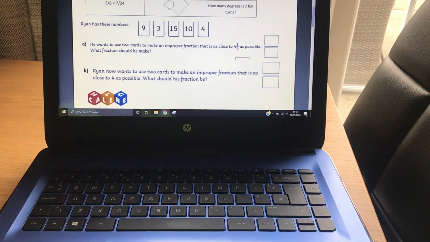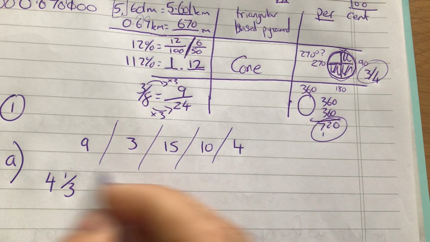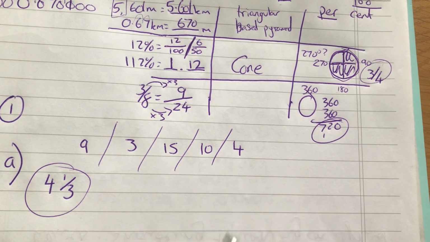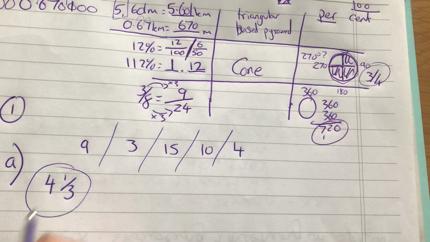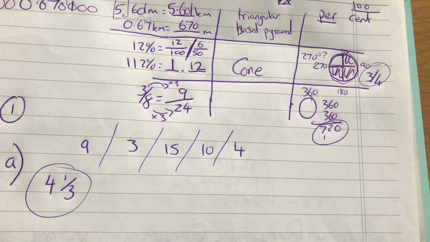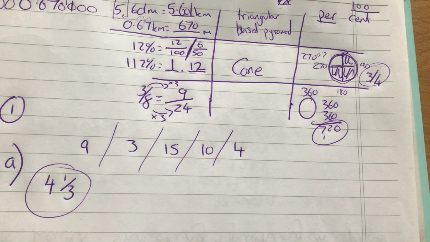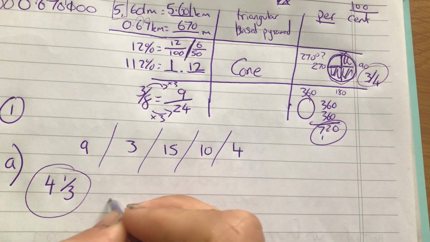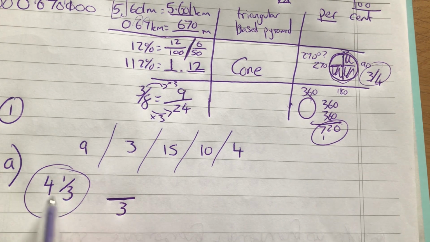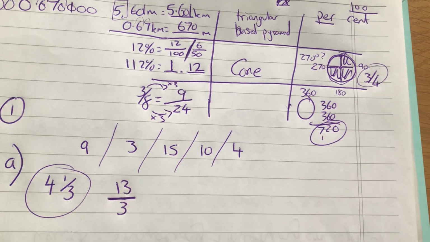So down here, I've got it written out. He's got these cards. He wants to make an improper fraction, or top-heavy fraction, that is as close to that as possible. Now, my first thing is, hang on, we're talking about two different things here. We've got a mixed fraction, but he wants to get an improper fraction. Let's make it an improper fraction. So, we know it's going to have a denominator of a 3. 4 times 3 is 12. Add 1 is 13. Right, boom.